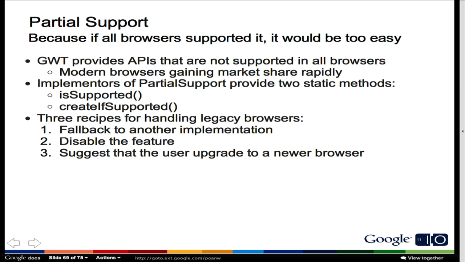You can fall back to one of these three recipes: do nothing, disable the feature, or fall back to another implementation like Flash, or suggest that the user upgrade to a newer browser, or just tell them to upgrade to Chrome.